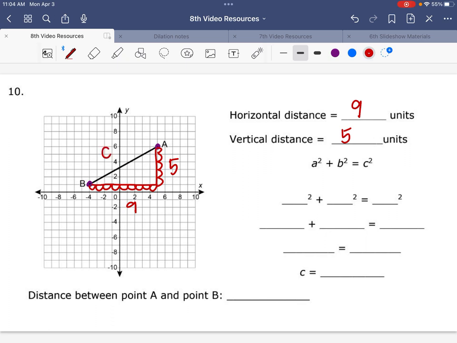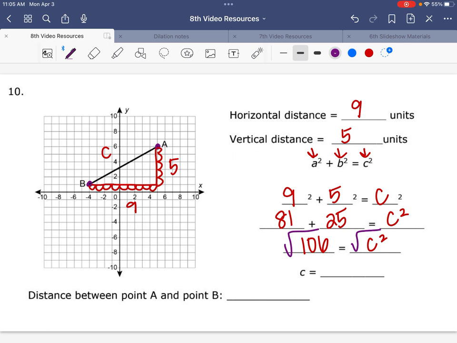So plugging everything into my Pythagorean theorem formula, a squared, so 9 squared, plus 5 squared will equal c squared. 9 squared is 81, plus 5 squared, which is 25, and that will equal c squared. The sum of 81 and 25 is 106, which will equal c squared. And again, I don't want c squared, I want just the distance of the hypotenuse. So I take the square root of both sides using my calculator.